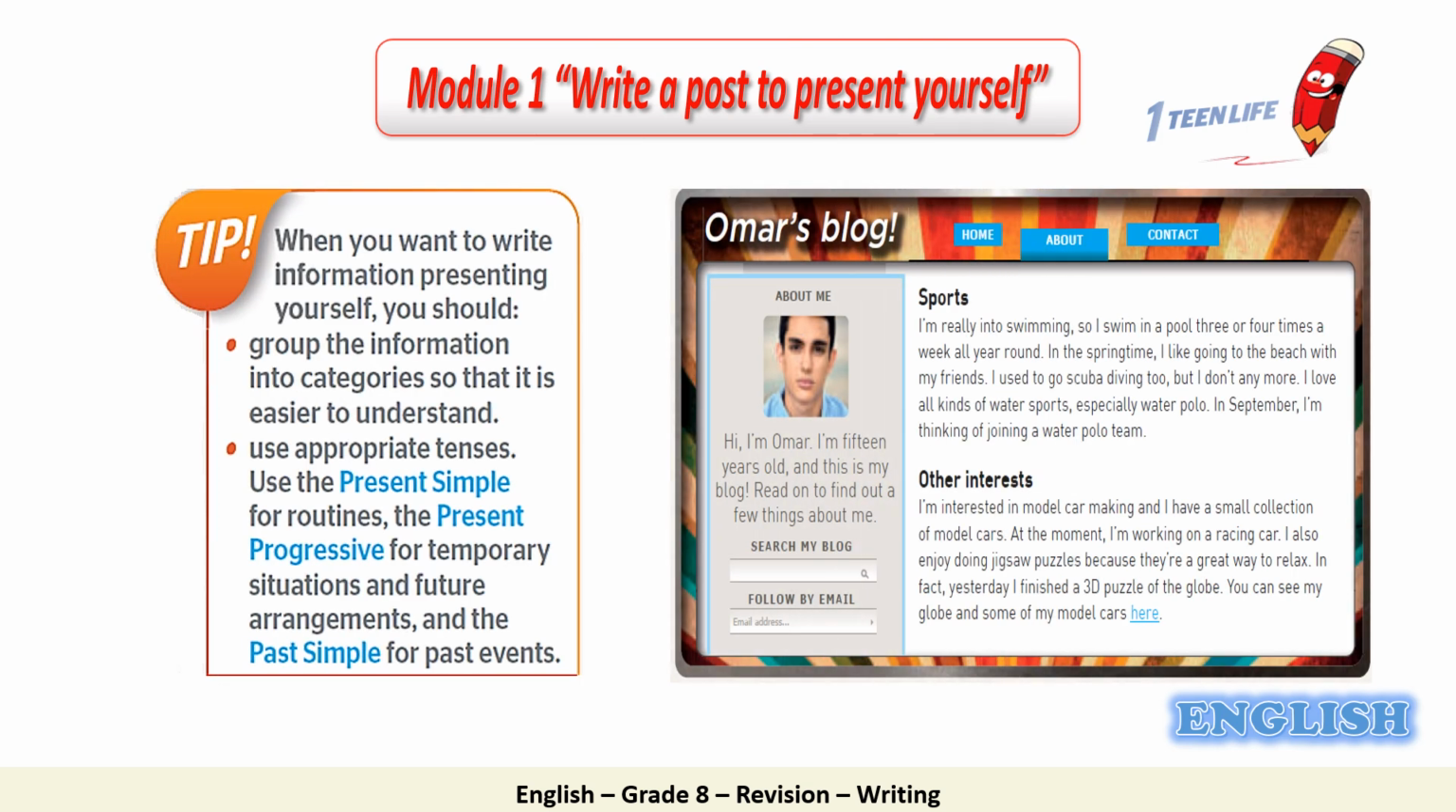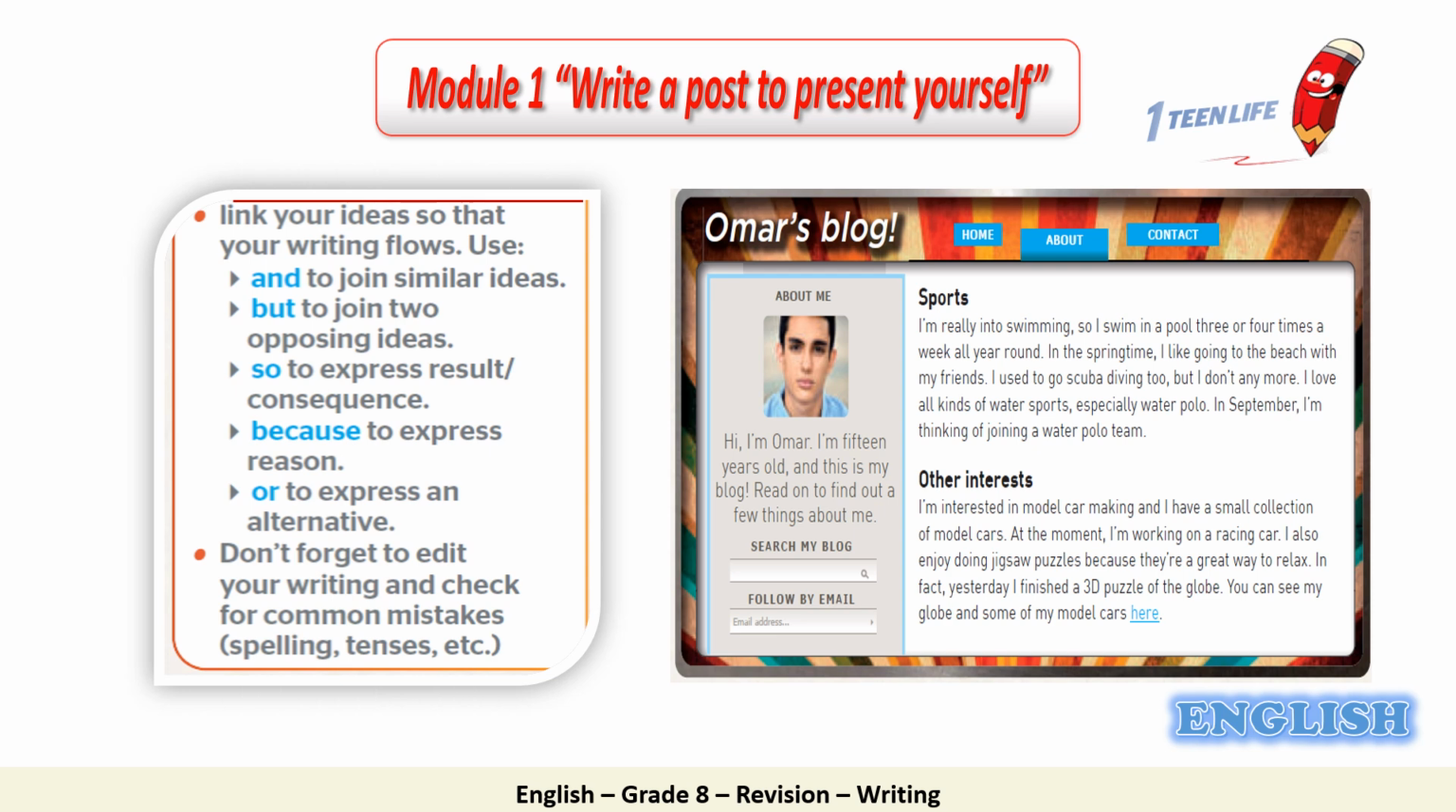When you want to write information presenting yourself, keep in mind to group the information into categories so that it's easier to understand. Also, use appropriate tenses. If you are talking about routines, use the present simple. If you are talking about temporary situations and future arrangements, use the present progressive. But if you are talking about events that already happened in the past, then use the past simple.